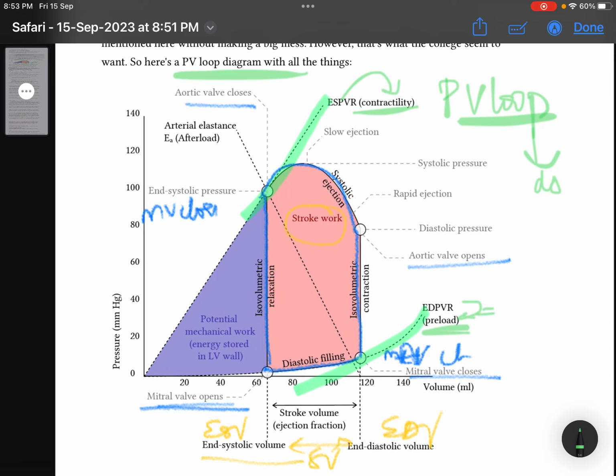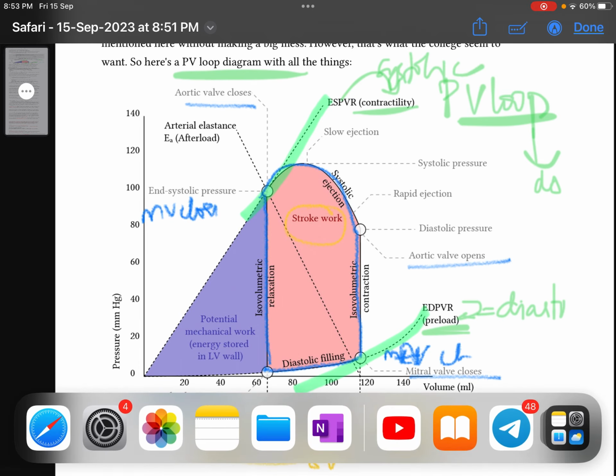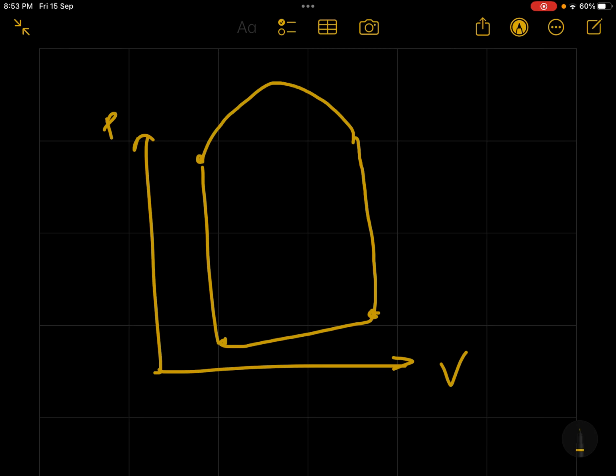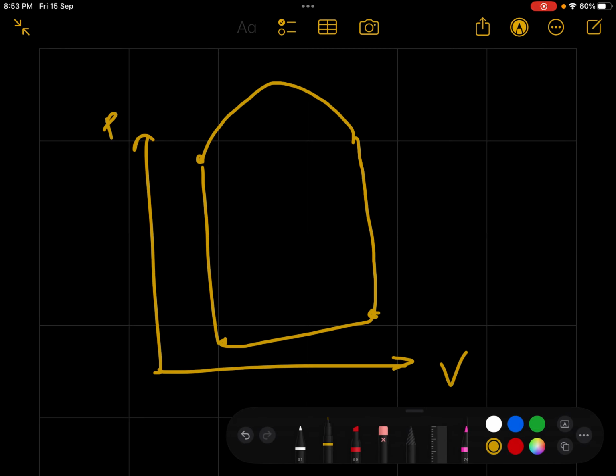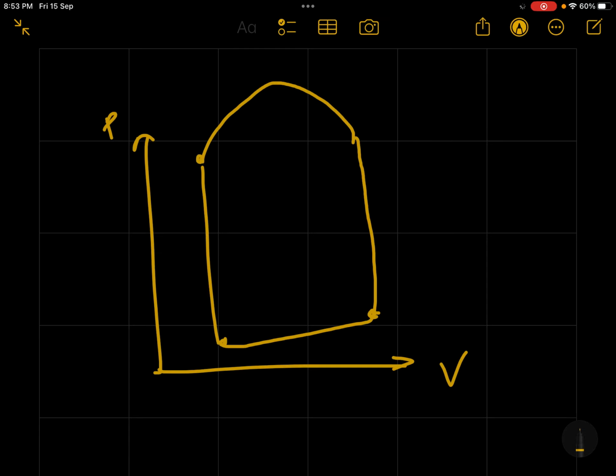respectively. In other terms, the diastolic function and systolic function of the heart. So this was the normal physiological loop. Pathological changes we are going to see now.